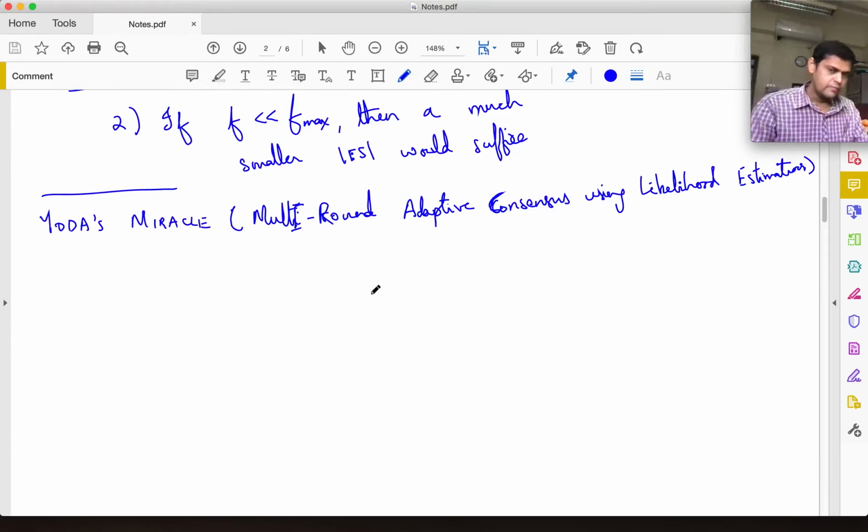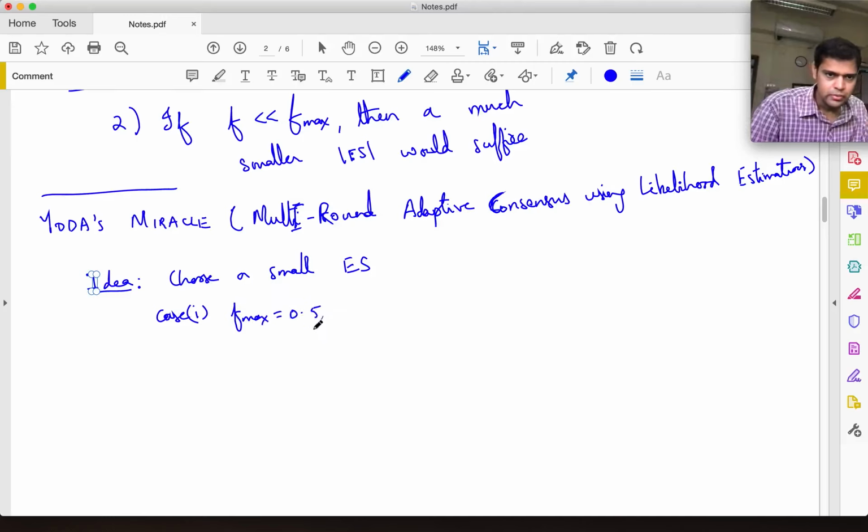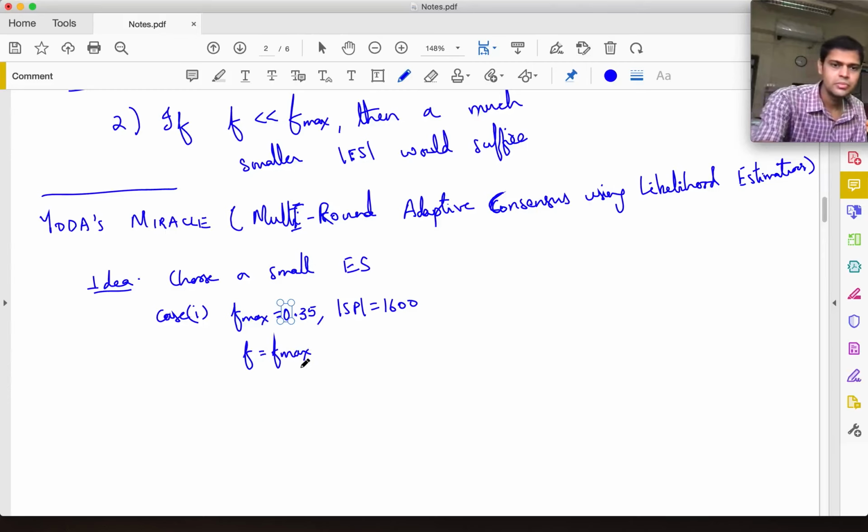So what is the idea here? Well, we choose a small ES. So suppose we had the numbers we had earlier, 1600 and Fmax 0.35. So I'll just give you a high level idea. Suppose Fmax is 0.5, SP is 1600. Sorry, not 0.5. Let's say it is 0.35. And let's say that F is equal to Fmax. It's a bad case, but suppose that is the truth.